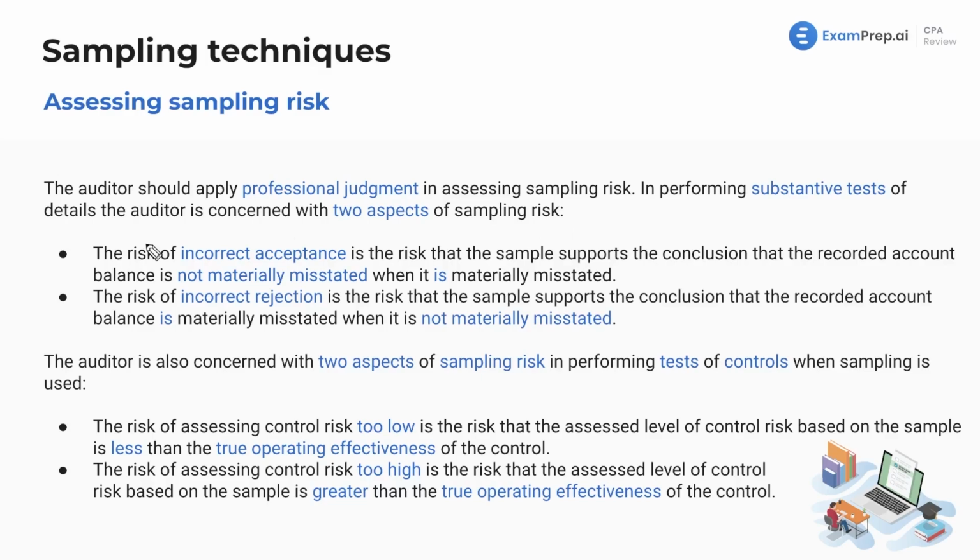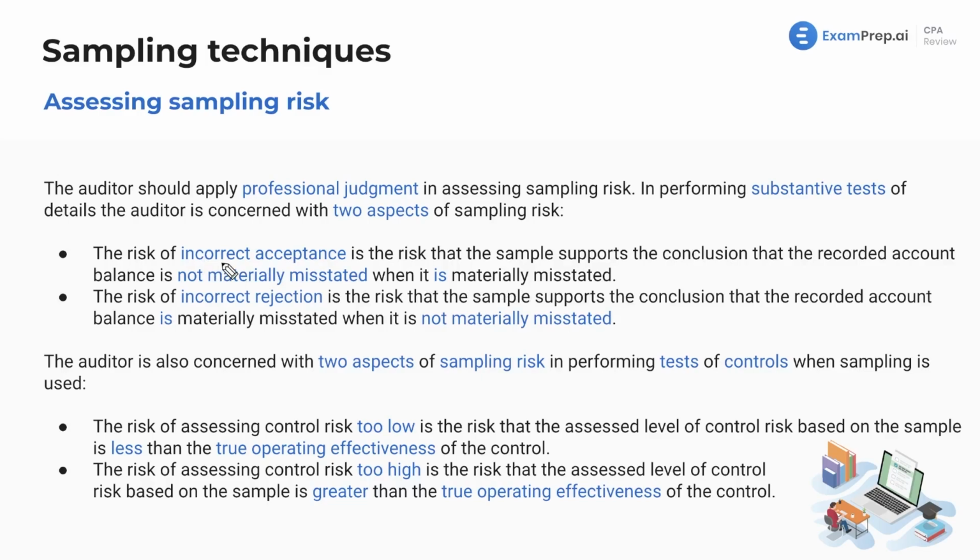Now, here are some things you want to memorize. You want to be concerned with the risk of incorrect acceptance and incorrect rejection. These are two risks, and let's talk through the definitions of them. Incorrect acceptance is the risk that the sample supports the conclusion that the recorded account balance is not materially misstated when it is. So incorrect acceptance is you saying, hey, it's good, but it's not.